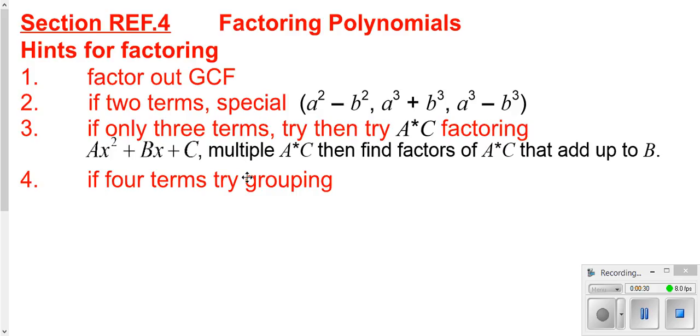If there's four terms, you want to try factoring by grouping. If there's three terms, we're going to use the idea of AC factoring, sometimes referred to as the British form of factoring. We'll get to the details of that one later.